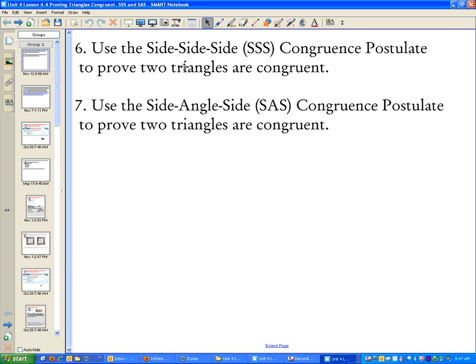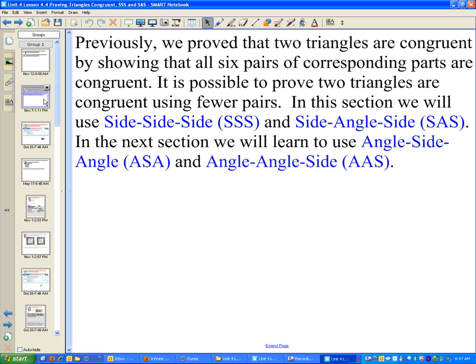Before we get to those specifically, previously we proved that two triangles are congruent by showing that all 6 pairs of corresponding parts are congruent. I mean, we just did it. It is possible to prove two triangles are congruent using fewer pairs. In this section, we will use side, side, side, and side, angle, side. In the next section, we will learn to use angle, side, angle, and angle, angle, side.